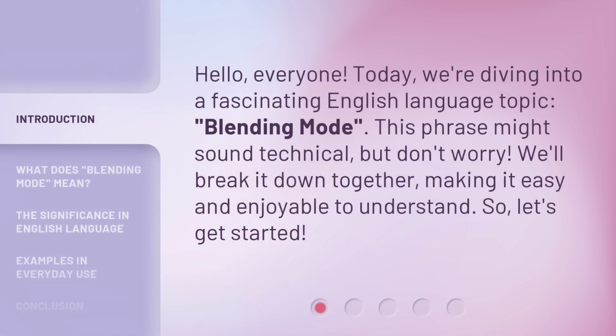Hello, everyone. Today, we're diving into a fascinating English language topic, blending mode. This phrase might sound technical, but don't worry. We'll break it down together, making it easy and enjoyable to understand. So, let's get started.